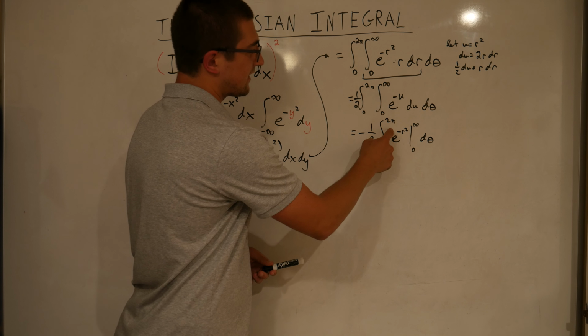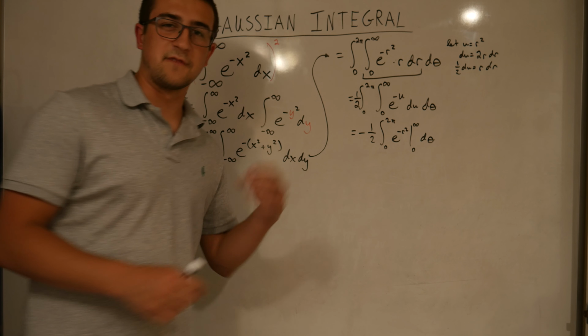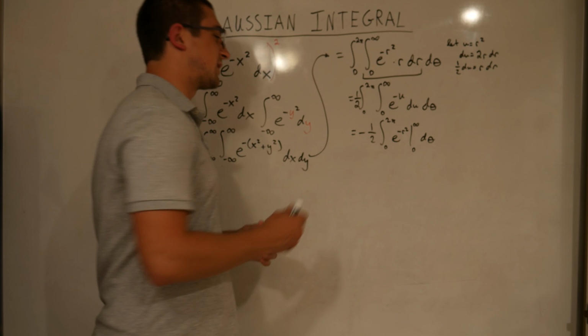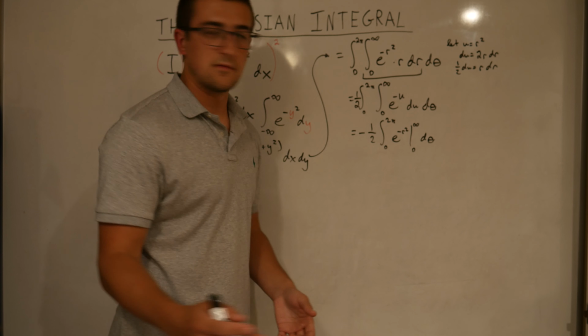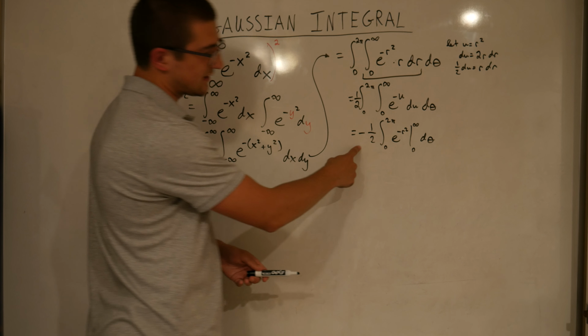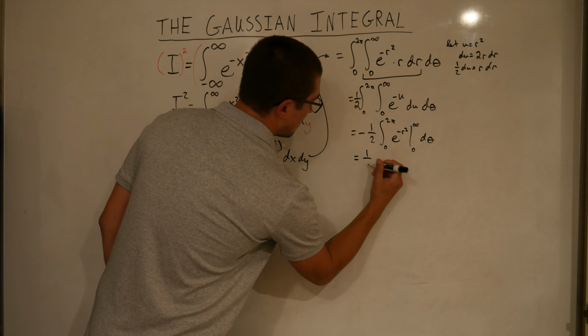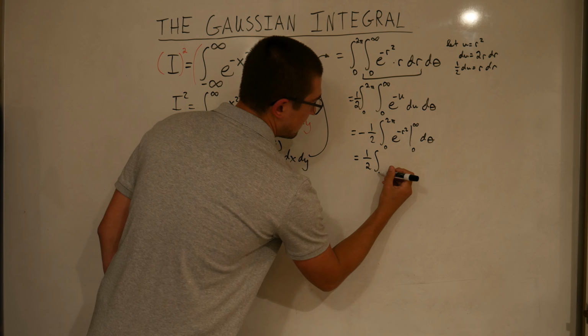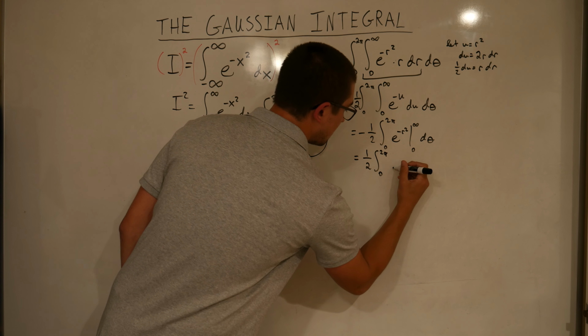And when we evaluate this, e to the minus infinity, when we plug in infinity for r, is a very, very small number. So small that we call it 0. And e to the 0 is 1. So we would have 0 minus 1, but then there's also a minus sign out here. So this would just be 1/2 times the integral from 0 to 2 pi of d theta.